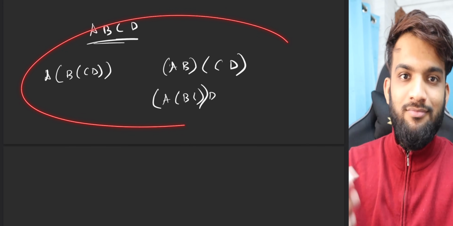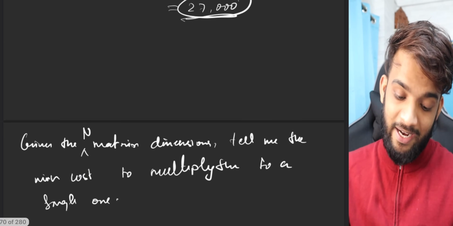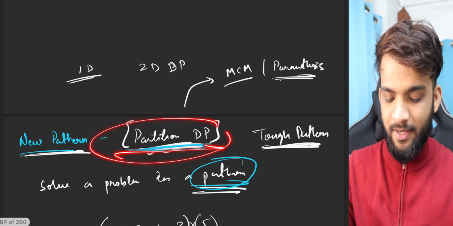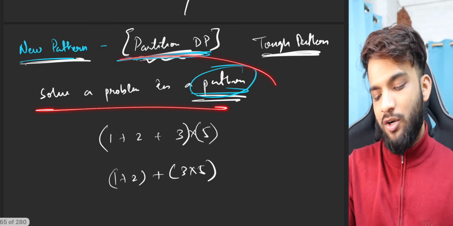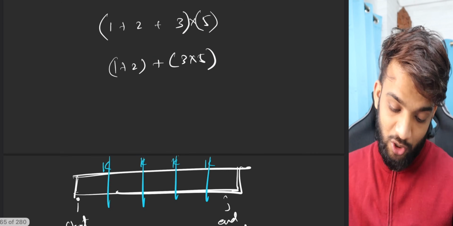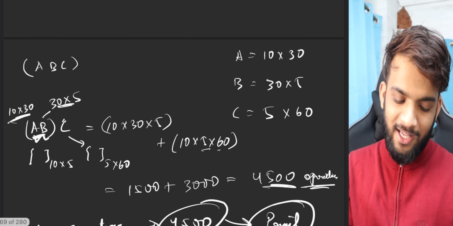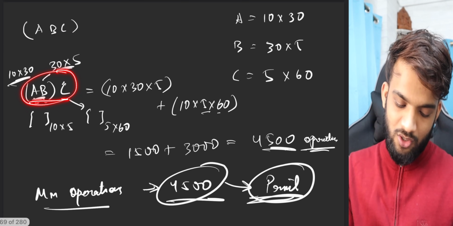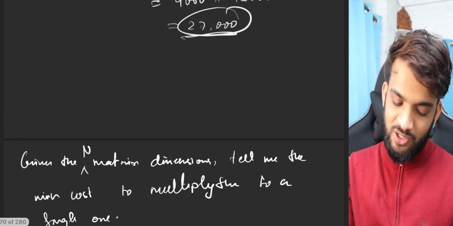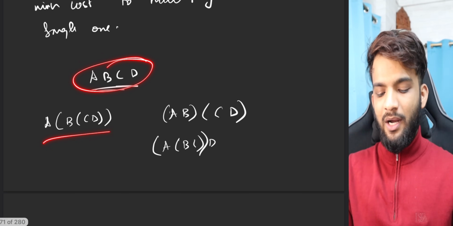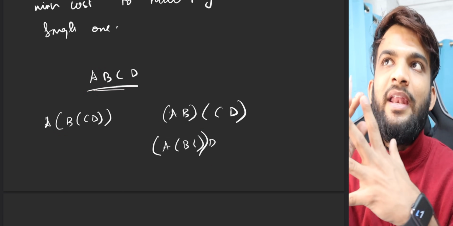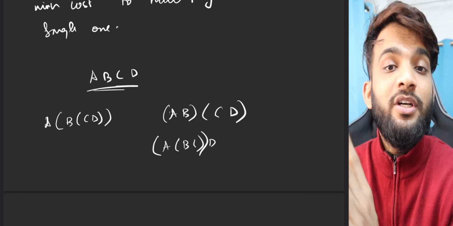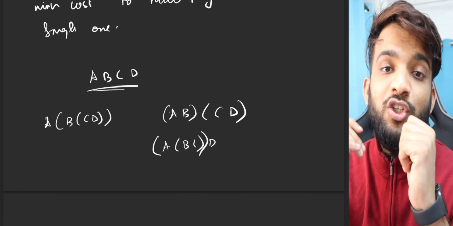So again, which kind of DP? I told you, partition DP. Whenever a problem can be solved in different patterns, because I saw if I was asked to multiply ABC, there's two ways in which I can, this or this. And when I was asked for ABCD, there can be multiple different ways. So whenever such a problem arises, you think of partition DP.